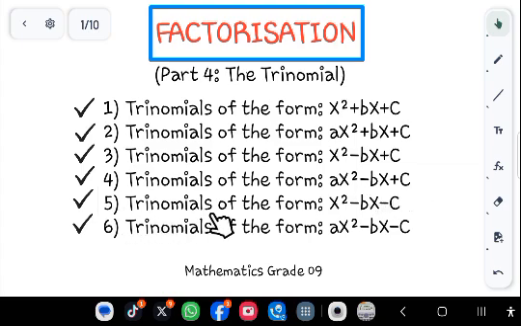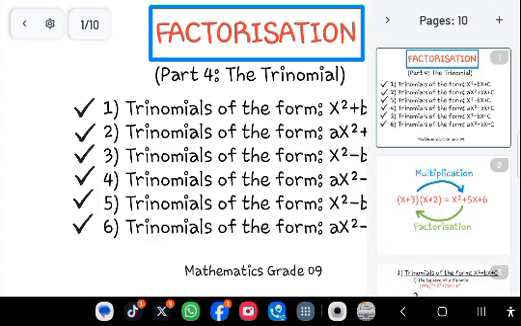Number 5, we're going to look at trinomials of the form x squared minus bx minus c, where all the signs in that trinomial are negative. How do you factorize that? We also are going to look at number 6, trinomials of the form ax squared minus bx minus c, where the coefficient of x squared is not 1 and you have minuses separating your trinomial. We have a lot to cover, so let's start.